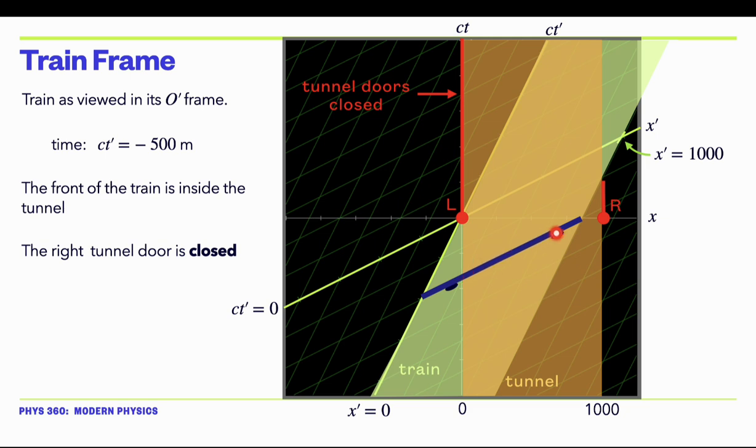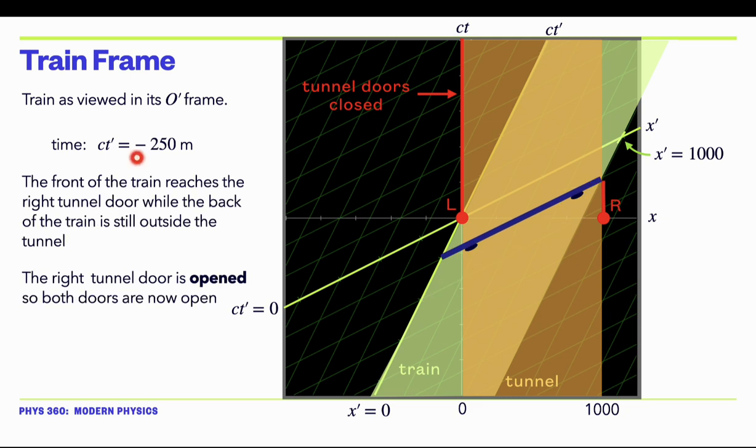Most of the train is now inside the tunnel, but notice the left door, we haven't advanced up in time to the closure of the left door. So we see that the right door closes first. Most of the train is in there, but we still have some of it sticking out the left side of the tunnel.